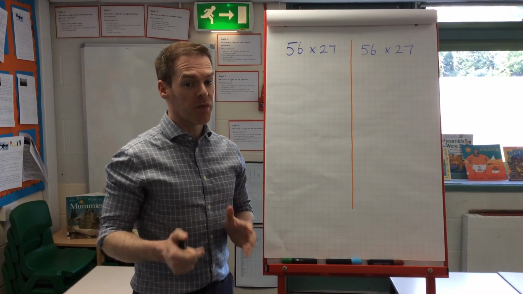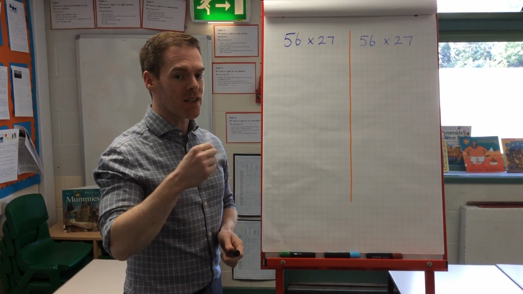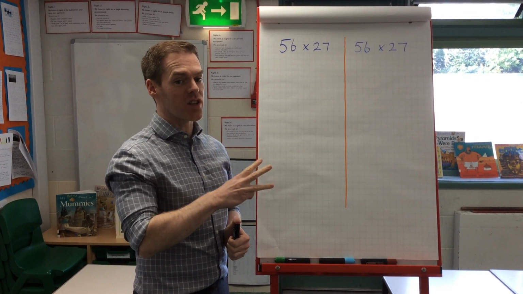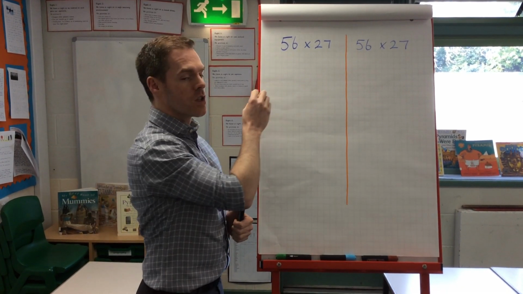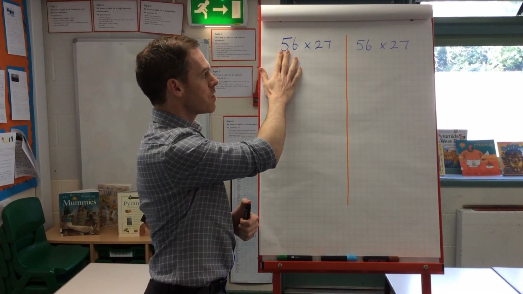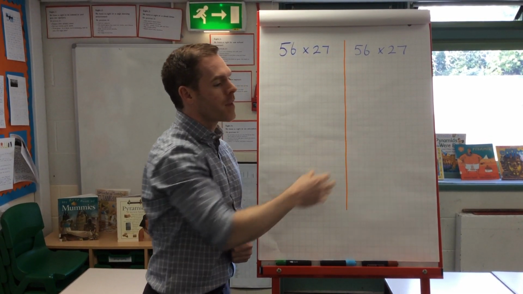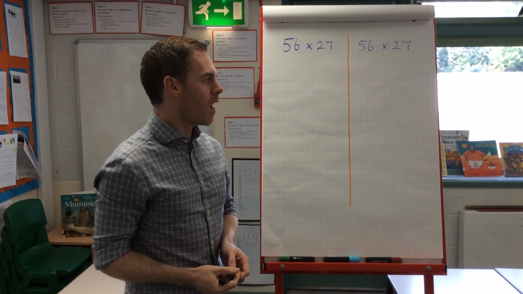We are going to be, some of you, most of you, looking at multiplying two digits by two digits this week. We're all really secure now on multiplying three-digit numbers by a single digit, so some of you are now ready to move on to looking at multiplying two digits by two digits. And I'm going to show you two different ways in which we can do that.